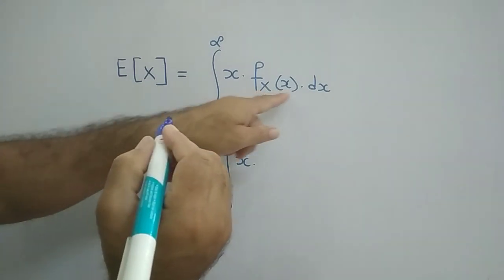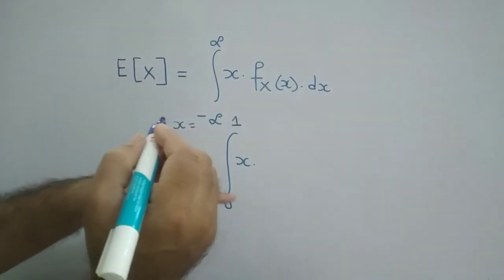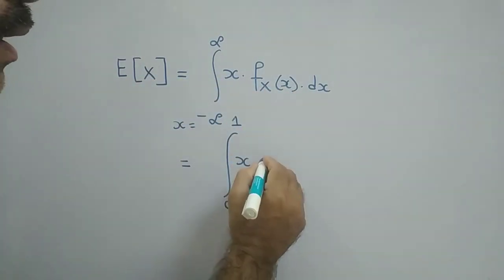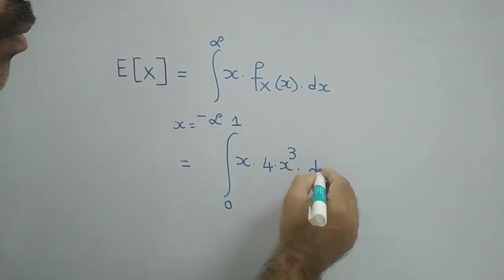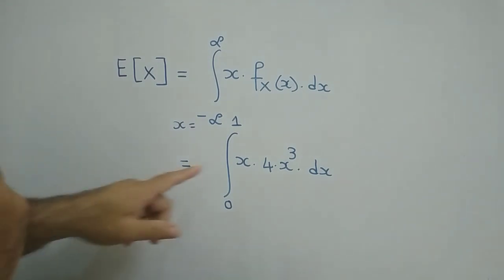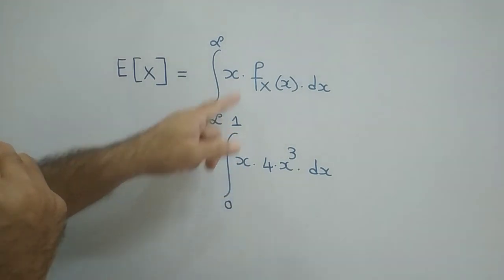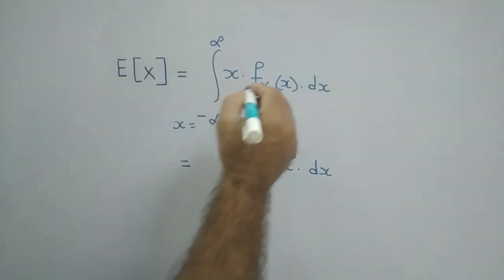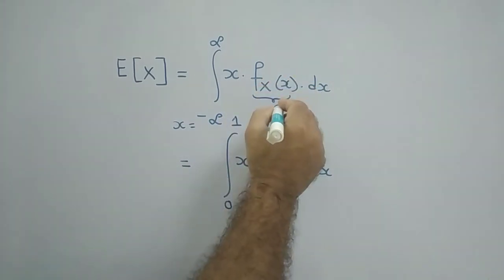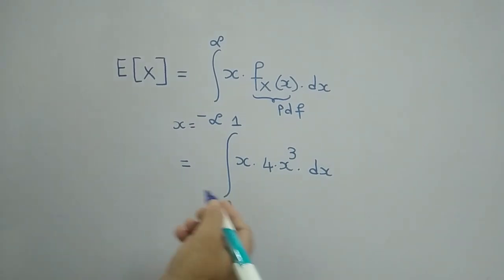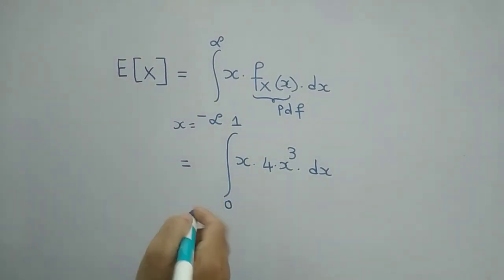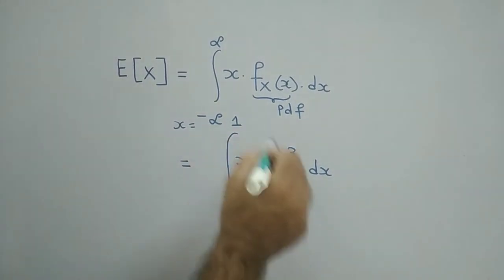And what is f of x? f of x is already given in the problem. It is 4 times x cube into dx. Clear? So x is as per the formula, and f of x is nothing but the density function, the PDF, which is 4x cube. So the problem is over. If you evaluate this integration, whatever value you get is itself the expected value.